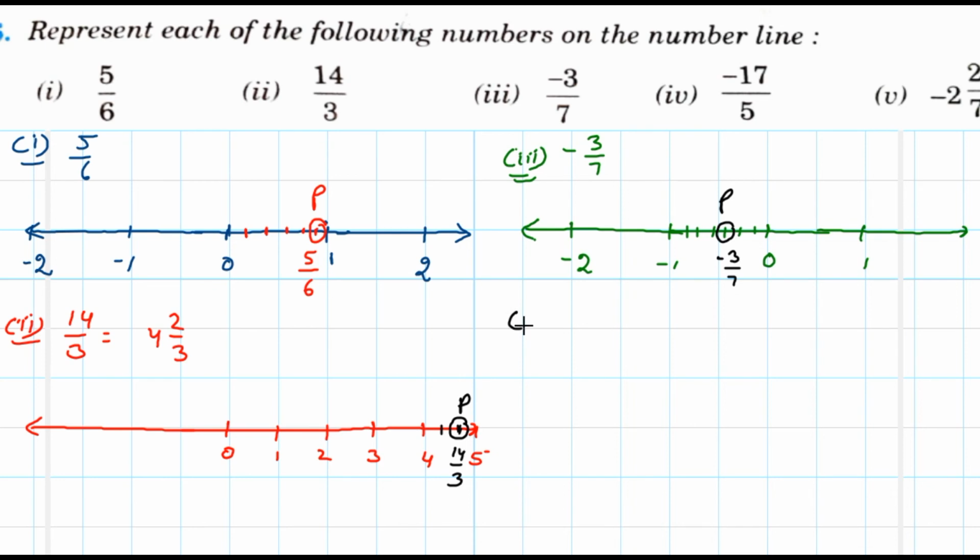Part fourth is minus 17 upon 5. It is bigger, so we will make its mixed fraction. Minus 5 3 are 15, 2 remaining, 5 3 are 15 plus 2, minus 17 upon 5. Now we will represent it on the number line. So students, I am going to draw this here.